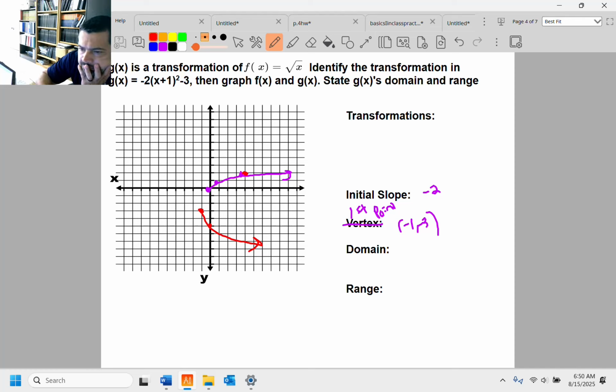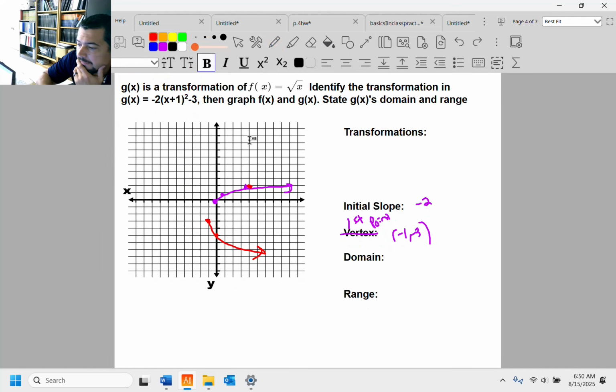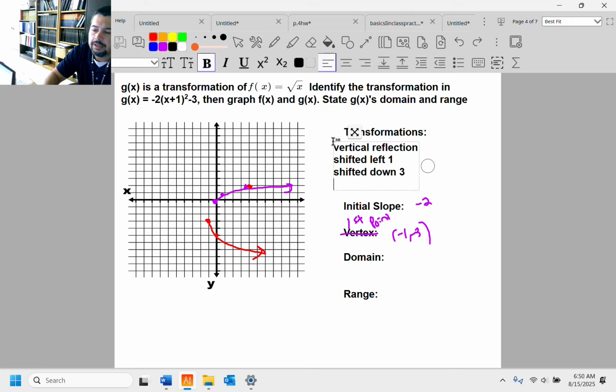Which I will teach how to do that kind of stuff later, but that is a little too much for the beginning. Alright, so the transformations that happened here, obviously if you look at this thing, there was a vertical reflection. It was shifted left 1, it was shifted down 3, and what else are we missing? It was stretched. There was a vertical stretch. It's taller, right? Yeah, that's the idea here.